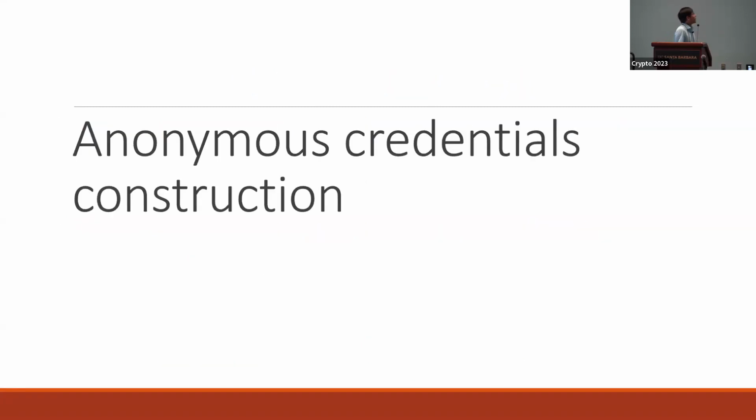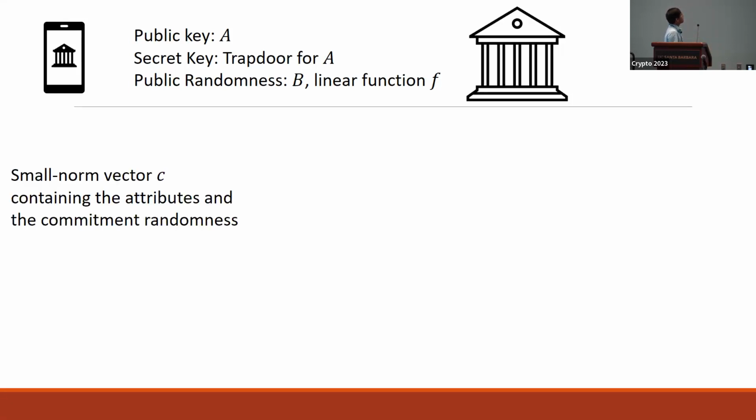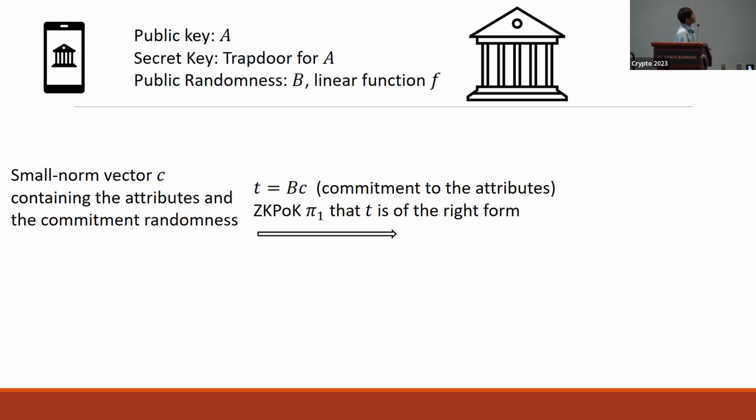So now we're constructing anonymous credentials, which follows a similar framework as before, but we just use this different signature scheme. Let's say we have a vector C, which contains the attributes. It's a small norm vector, containing attributes and randomness to make the commitment hiding. And then we send T equal to B times C, and also the proof pi1 that T is of the right form.